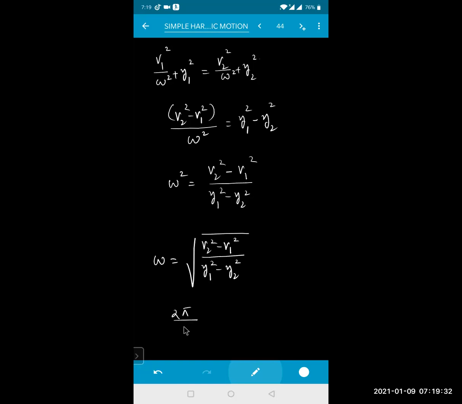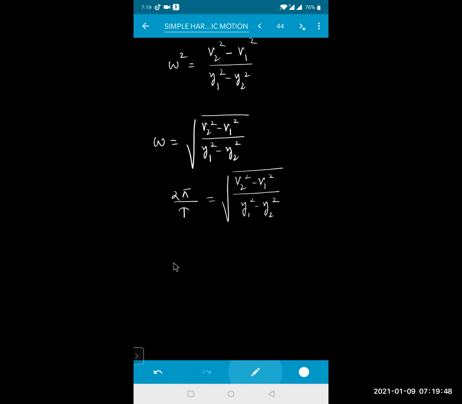Time period T is equal to 2 pi by omega. So omega is under root of v2 square minus v1 square divided by y1 square minus y2 square. So from this one I can get the value of the time period, beta. So time period will become T is equal to 2 pi under root of, this will go up now, y1 square minus y2 square divided by v2 square minus v1 square. So this will be your time period.